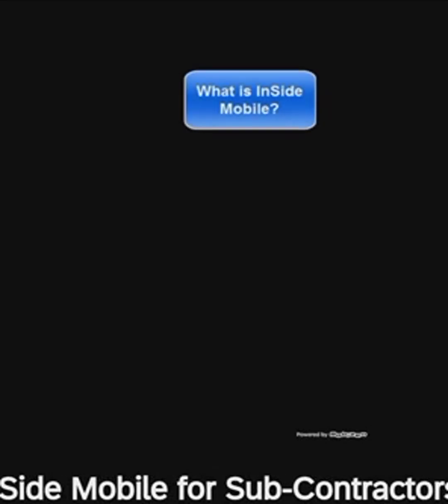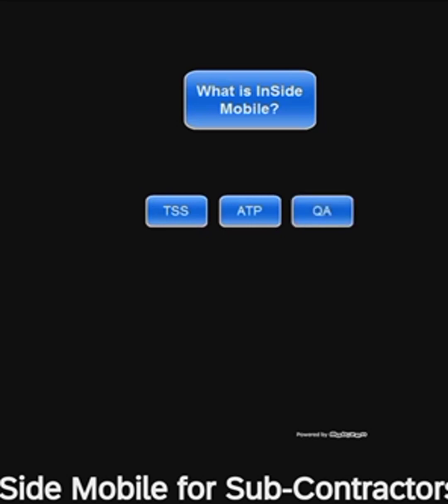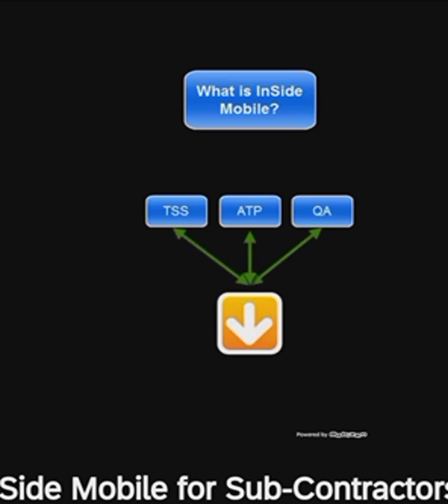Inside Mobile is a software solution that allows the user to quickly and easily fill out forms such as territory site surveys, installation or deinstallation acceptance surveys, quality assurance forms, and so on an Android device, which can then be synchronized with the Inside Cloud solution.